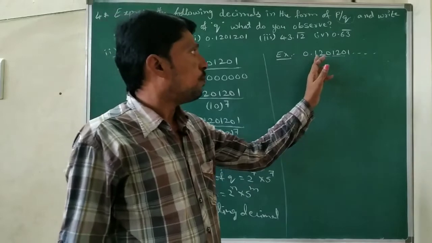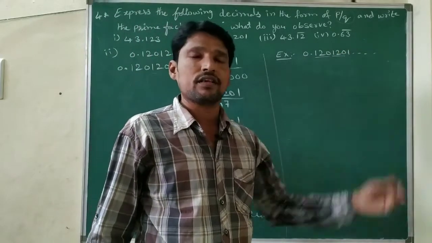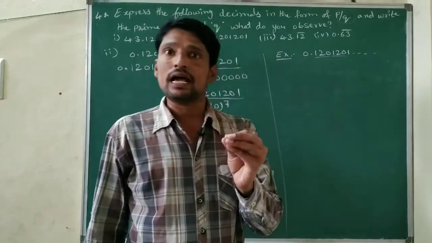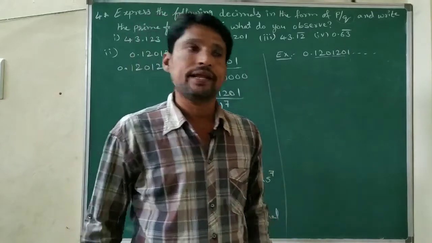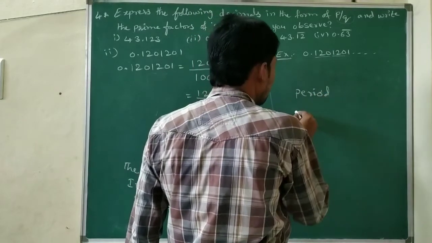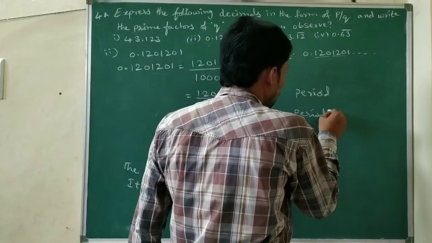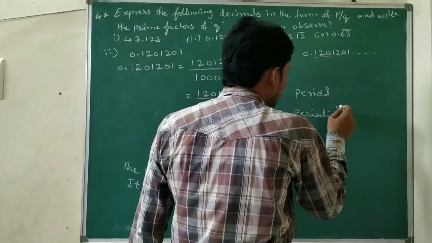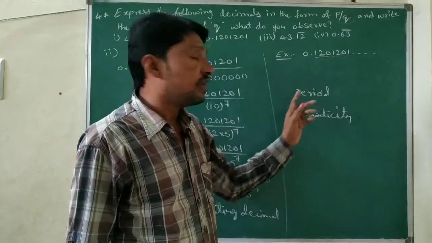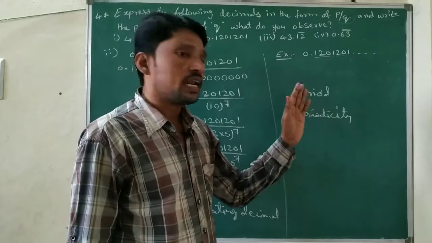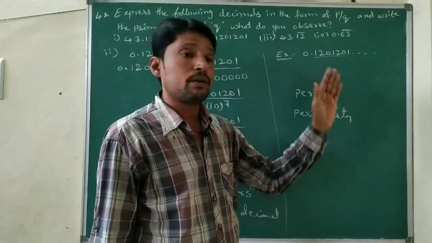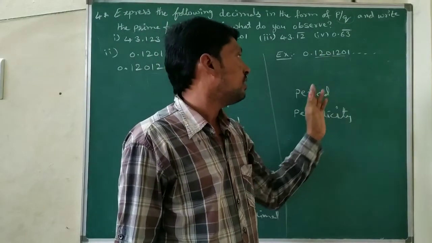So here 0.120120,1 and so on is given. 'And so on' means here we need the period and periodicity. What is period? The set of digits which are repeating in the non-terminating repeating decimals is called the period.